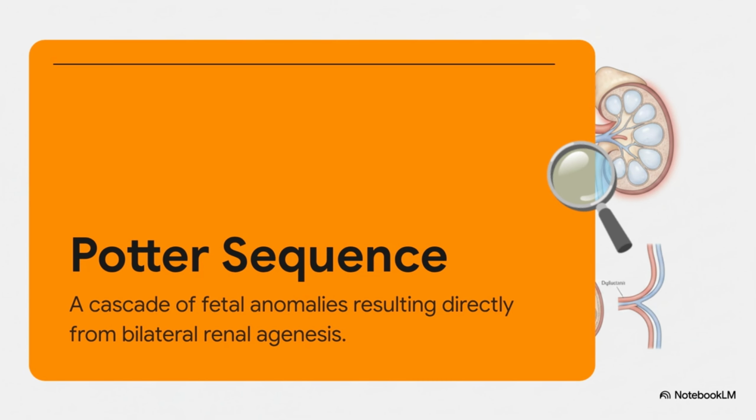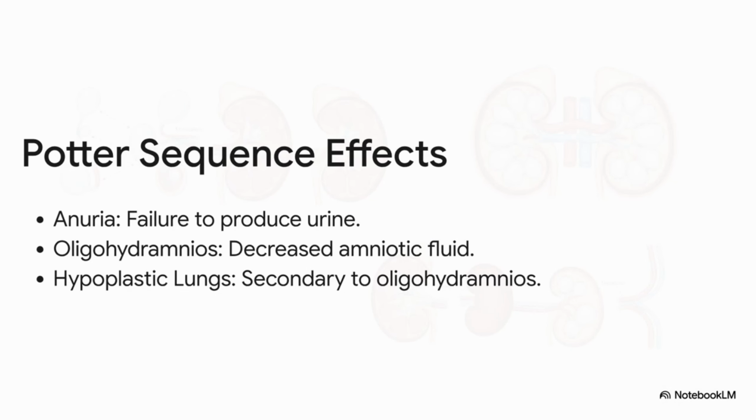Now, you should conceptualize the Potter sequence not as just some random collection of symptoms, but as a direct, mechanical domino effect. It's a cascade of devastating fetal anomalies that stem entirely from that initial bilateral renal agenesis. Here is the exact cause and effect cascade for your exams.